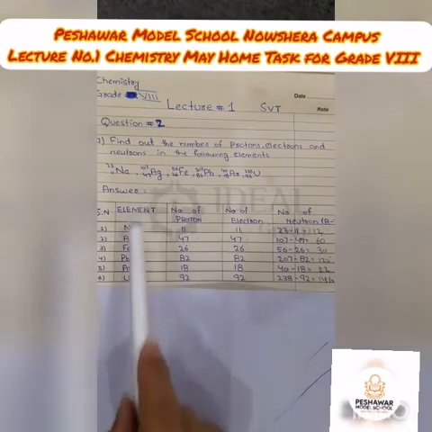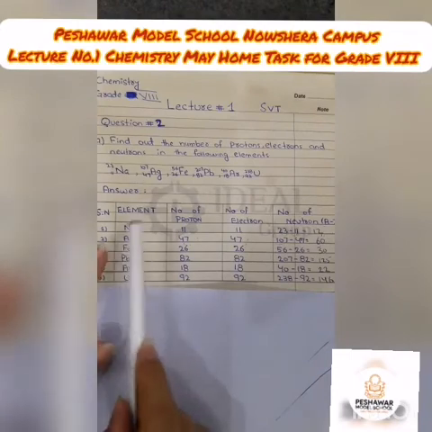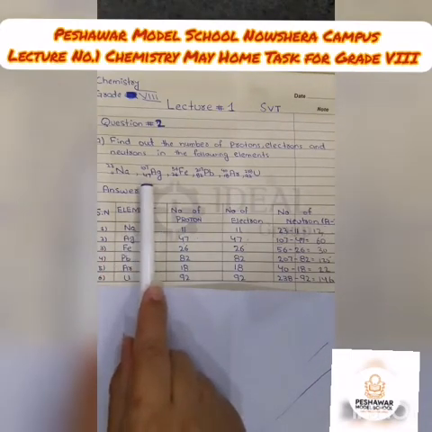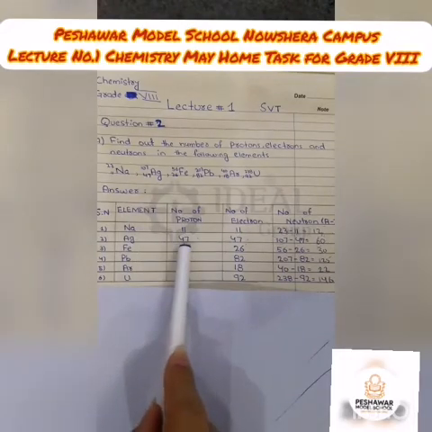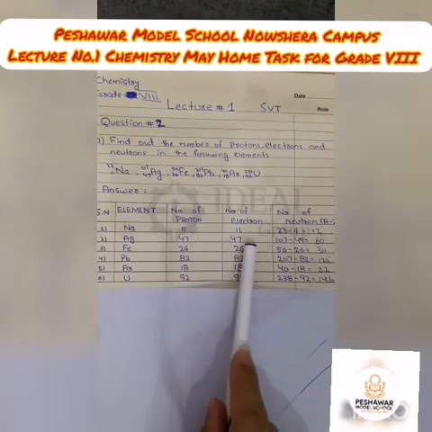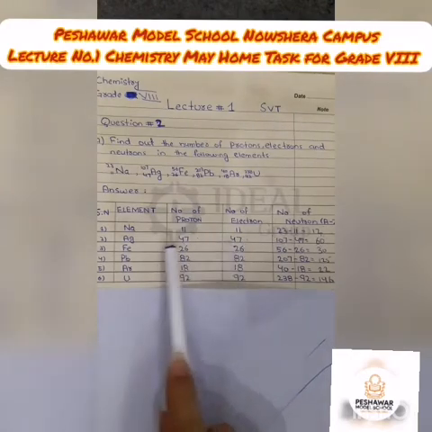Second one is silver. Write the symbol of silver, and the atomic number of silver is 47. It means that we have 47 proton in silver. The number of proton is always equal to the number of electron, so we have 47 electron in silver as well.